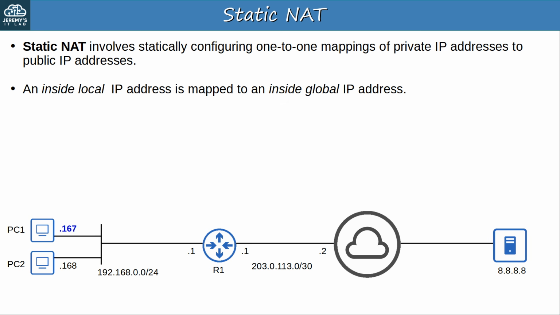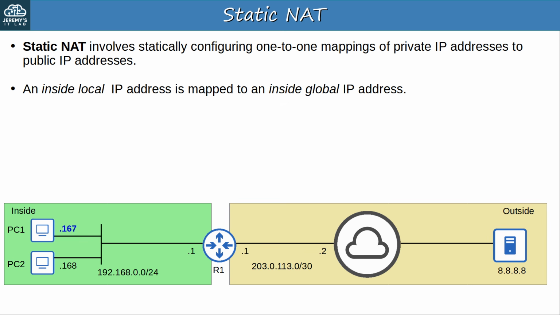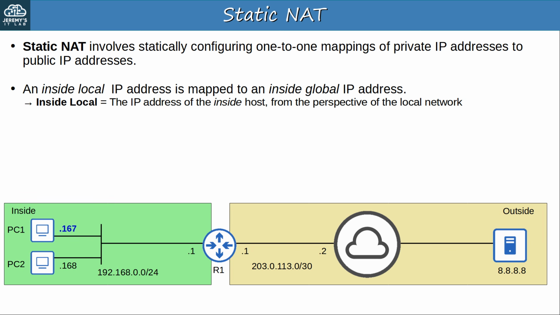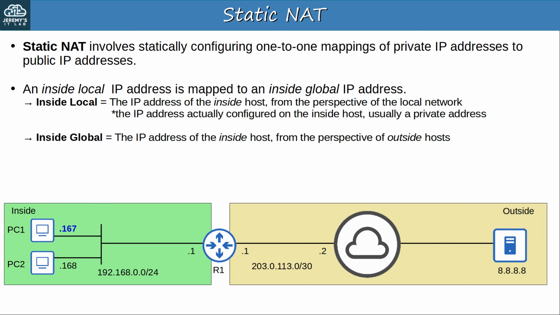First, what does inside mean? It refers to the router's internal network, as opposed to outside networks, such as the internet. So what is an inside local address? It is the IP address of the inside host from the perspective of the local network. So it's the IP address actually configured on the inside host, which is usually a private IP address. That inside local address is translated to an inside global address, which is the IP address of the inside host from the perspective of outside hosts, hosts outside of the local network. So that's the IP address of the inside host after NAT, and is usually a public IP address.